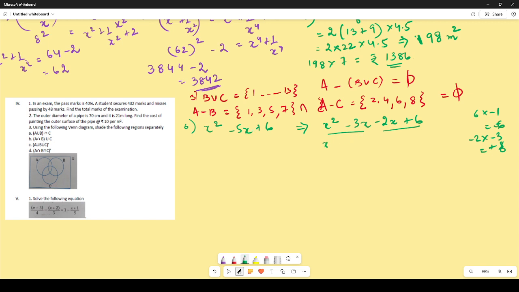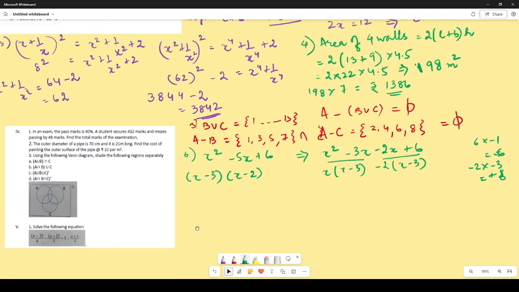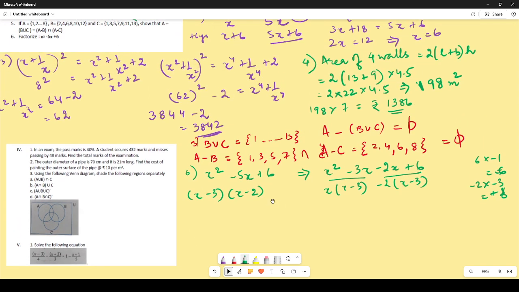So what we have common over here is x minus 3, minus 2, x minus 3. So we have x minus 3 into x minus 2. That will be your answer for this last question.